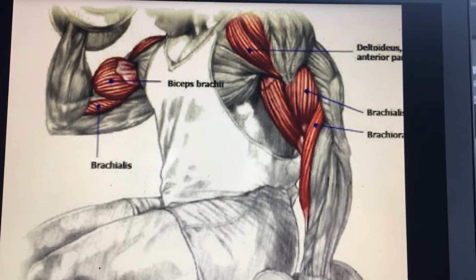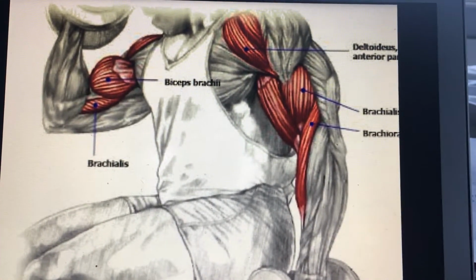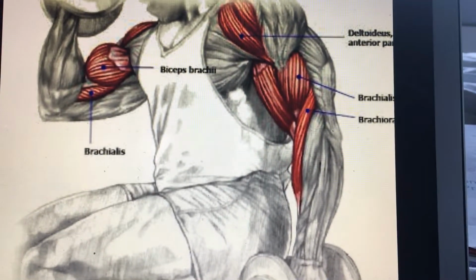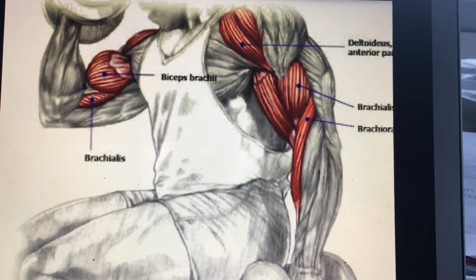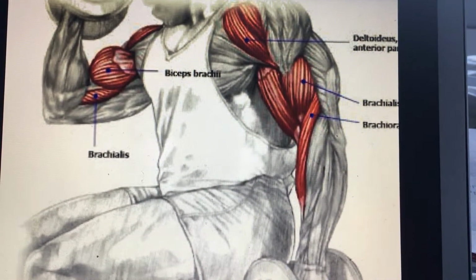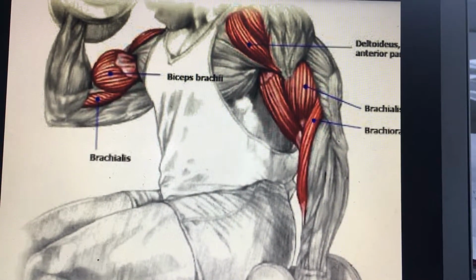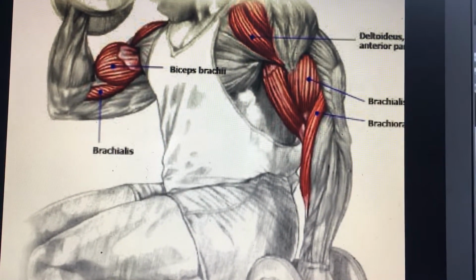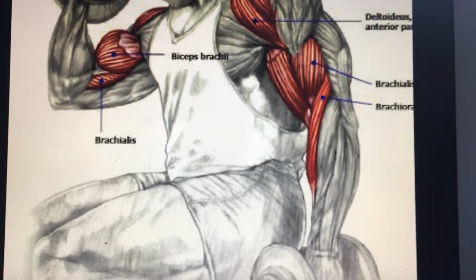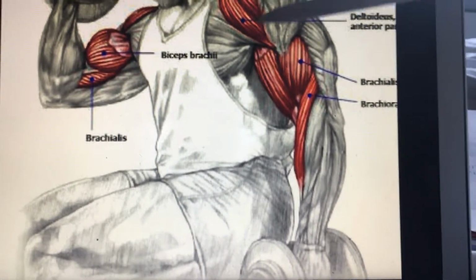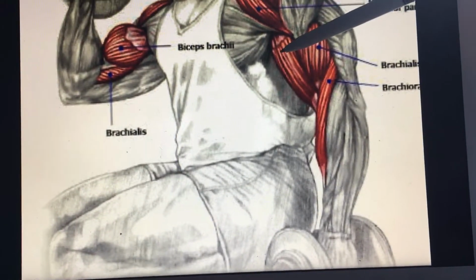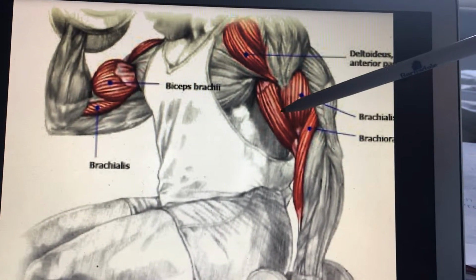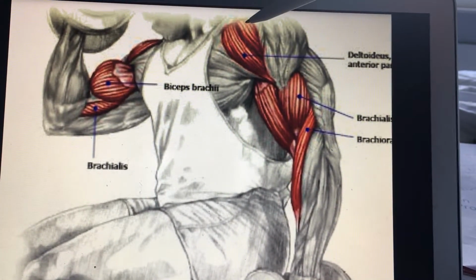The final role is for a fixator. Now, a fixator works statically, so that's an isometric contraction, statically to fix and hold in position the origin of the agonist. So remember, agonist is the prime mover, biceps brachii in here. The origin is the fixed point that doesn't move during action.